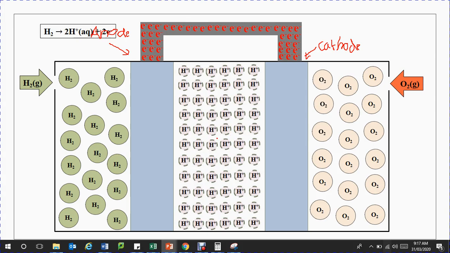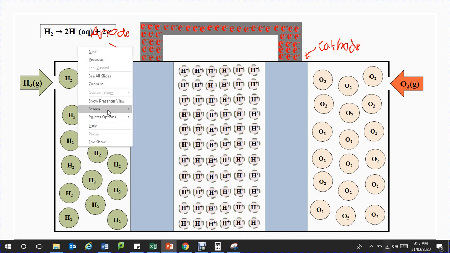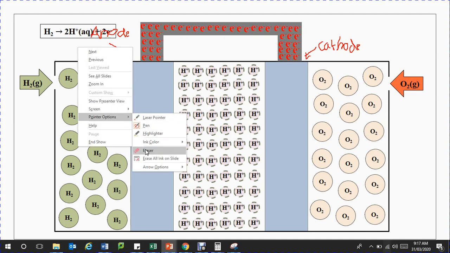So it's really important that you have a look at what the electrolyte is, because there is a difference in your half equations. So this is an acidic hydrogen fuel cell. That means it has hydrogen ions as the electrolyte. Those hydrogen ions play a role in part of the reaction that occurs. So we'll go through how this works.